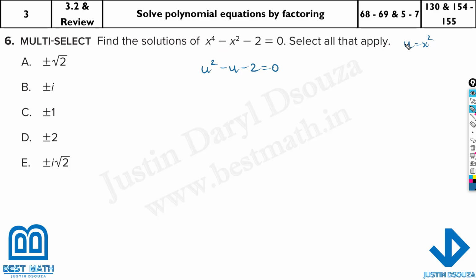Why? Because if u is equal to x squared, what is u power 2? It is x power 4. So x power 4 is u power 2 minus u minus 2. Now again, I'm going to use the calculator method, directly get the answer, and then I'll trace back the steps.